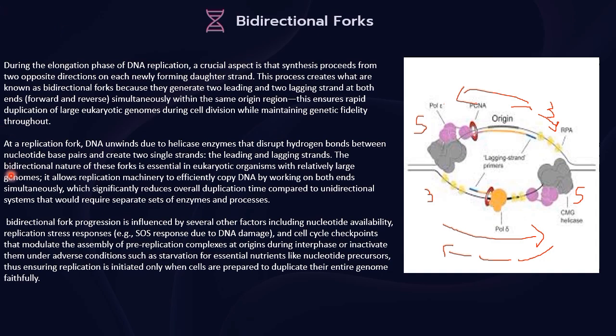And bidirectional fork progression is influenced by several other factors, including nucleotide availability, replication stress responses like SOS response due to DNA damage, and cell cycle checkpoints that modulate the assembly of pre-replication complexes at origins during interphase or inactivate them under adverse conditions such as starvation for essential nutrients like nucleotide precursors, etc. So, the regulation happens like this: if some mutation occurs, then the entire replication bubble or replisome will be halted for a certain moment so that the DNA repair mechanism can come in and fix the incorrect nucleotide.